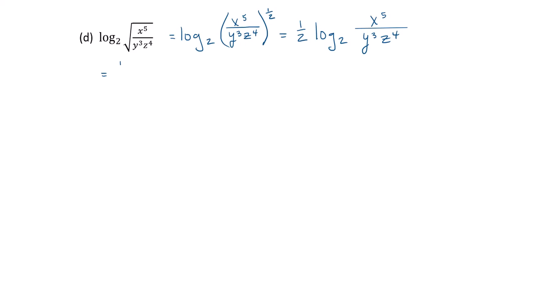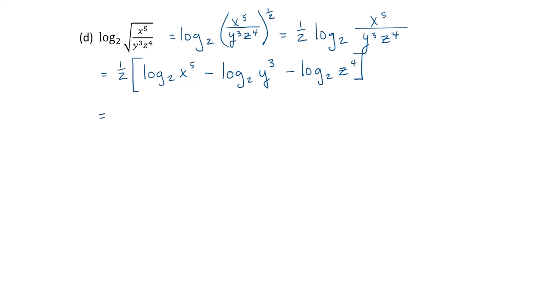So this is going to be a 1/2. I need to make sure that this is multiplying everything that follows. 1/2 log base 2 of x to the 5th minus log base 2 of y cubed and minus log base 2 of z to the 4th. Yes, this is going to be a negative because that z to the 4th is in the denominator.